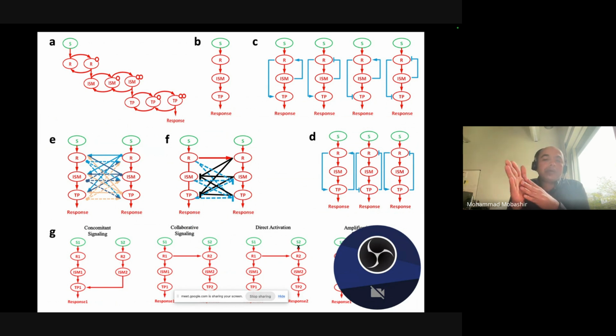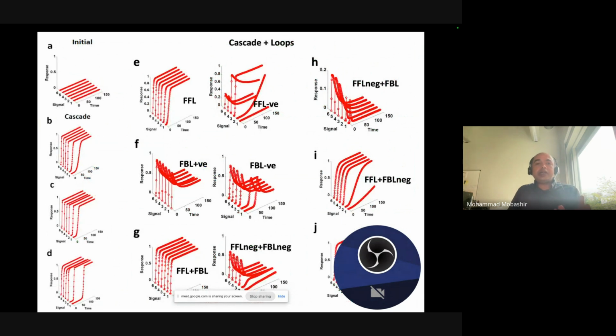For example, receptor is connecting target protein, or receptor is connecting ISM, that means intermediate signaling molecules. Similarly, it could happen from the different pathways. And furthermore, there could be also possibility of having feed-forward feedback loops, positive and negative. Now, the crosstalks are of four types: concomitant signaling, collaborative signaling, direct activation, and amplification. So we are now going for the implementation, to discuss the results of these crosstalks.